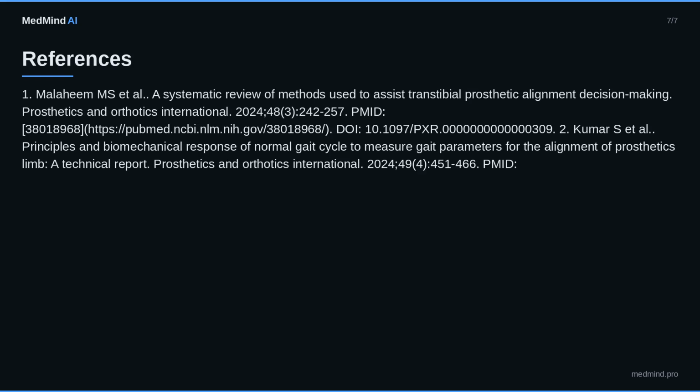References. 1. Malahim MS et al. A systematic review of methods used to assist transtibial prosthetic alignment decision-making. Prosthetics and Orthotics International. 2024, 48, 3, 242-257. PMID, 380189868, https://pubmed.ncbi.nlm.nih.gov/380189868.